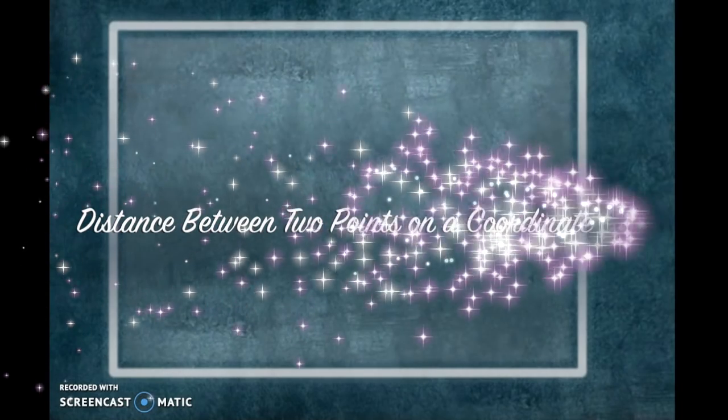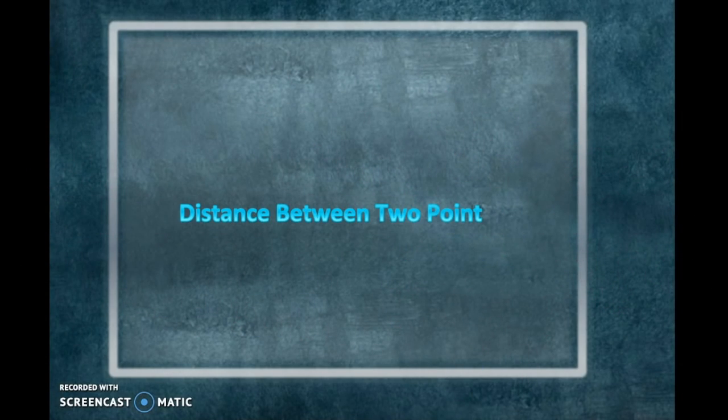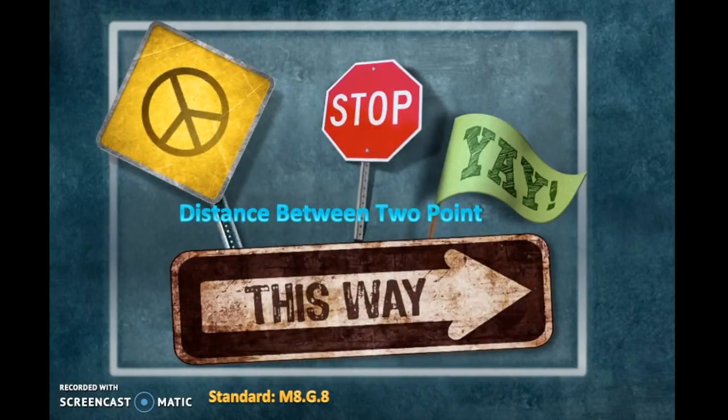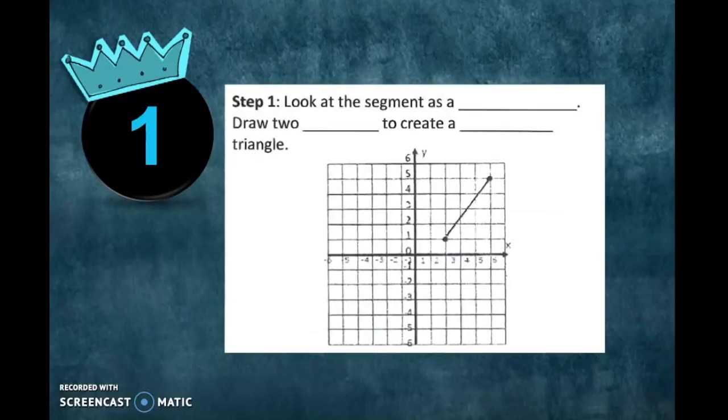Look at finding the distance between 2 points on a coordinate grid. Step 1. We're going to look at the segment as a hypotenuse. We're going to draw 2 legs to create a right triangle.